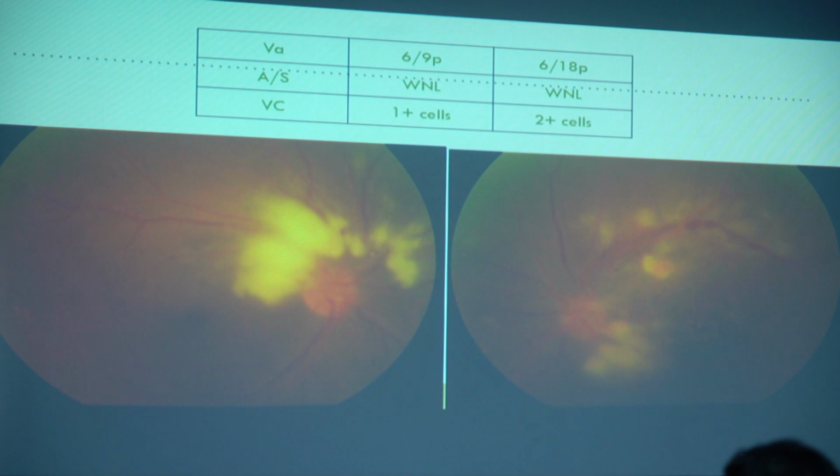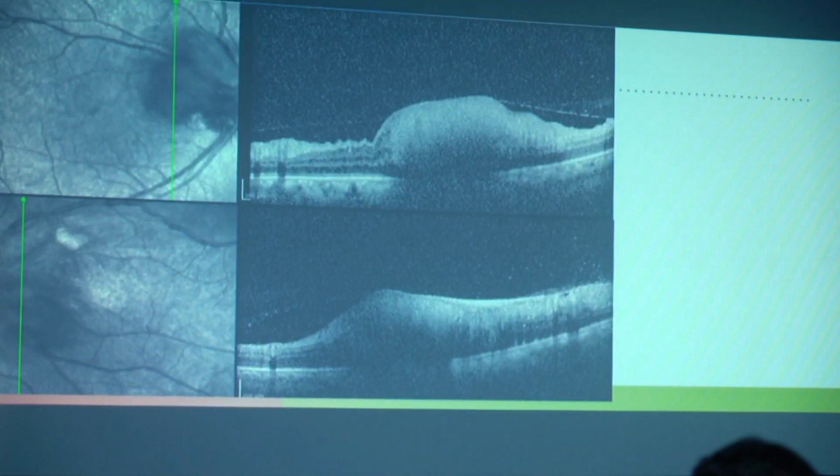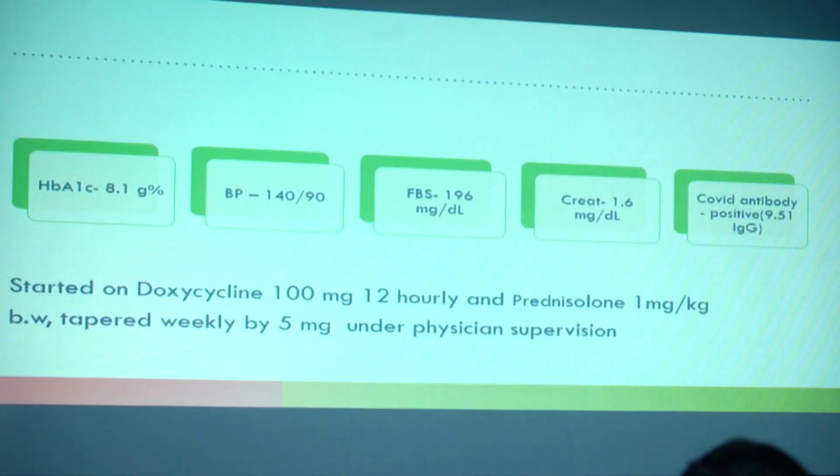This was the picture which we saw, and there was a kind of retinitis with cotton wool spots and some edema at the posterior pole. Visual acuity was 6/9 and 6/18, and vitreous had some cells. In the right eye it was +1 and in the left eye +2. This was the OCT finding which we saw, a highly reflective inner layer of retina with retinitis. And HbA1c was almost 8.1.